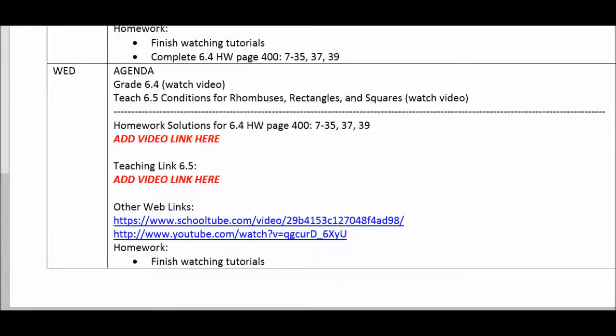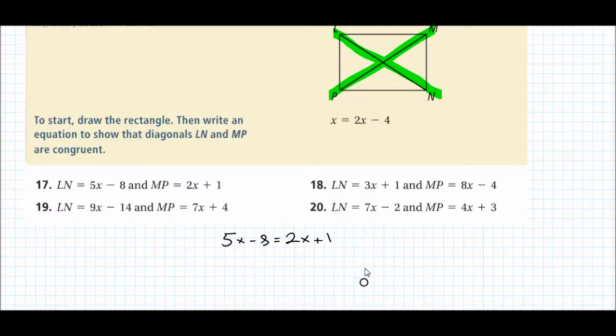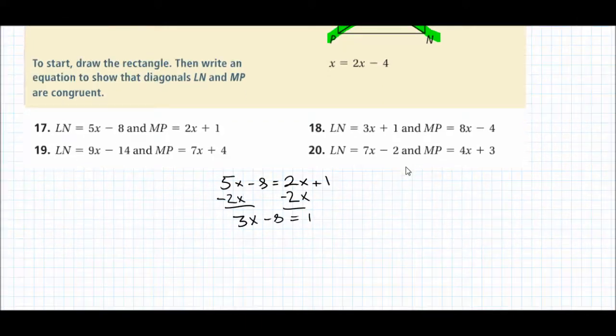So let's subtract 2x from each side. And we're going to get 3x minus 8 equals 1. Add 8 to each side. You get 3x equals 8. Sorry, equals 9. So we get x equals 3. Okay, well that's part of the equation.